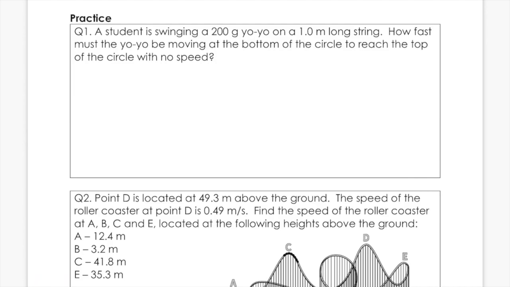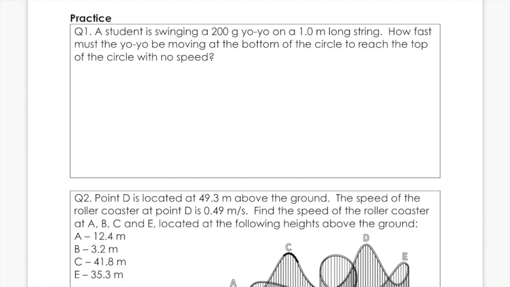So for question number 1, a student is swinging a 200-gram yo-yo on a 1 meter long string. How fast must the yo-yo be moving at the bottom of the circle to reach the top of the circle with no speed? Meaning that it's slowed down so much that it kind of stalls out at the top.